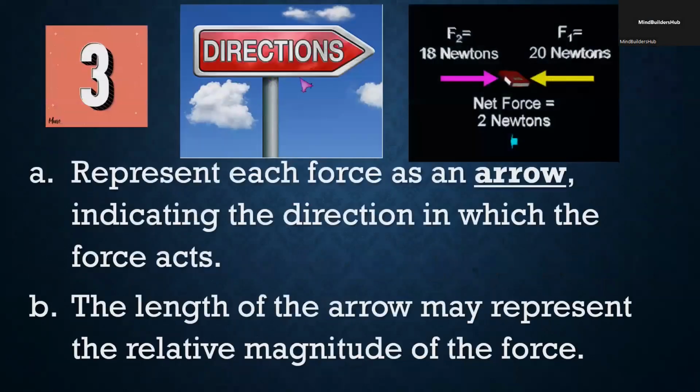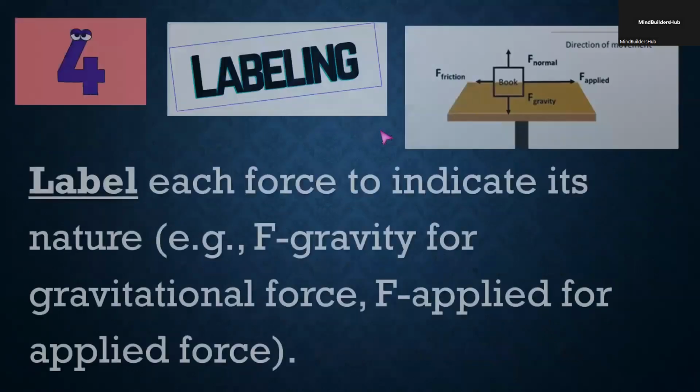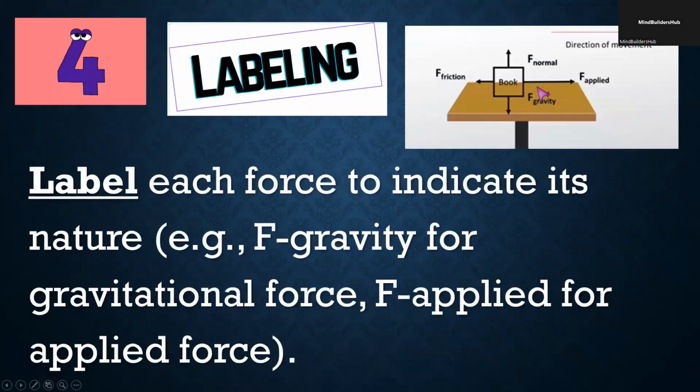Number three, the directions. Represent each force as an arrow, indicating the direction in which the force acts. The length of the arrow may represent the relative magnitude of the force. Number four, labeling. Label each force to indicate its nature, like the force of gravity for gravitational force here, then F applied for applied force. You have to label it.